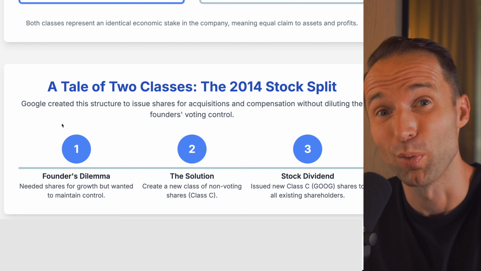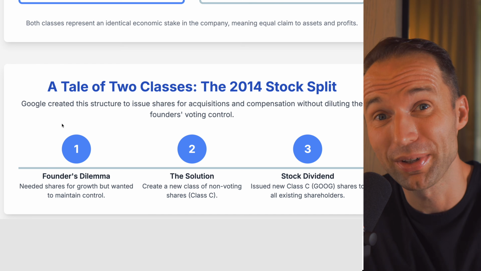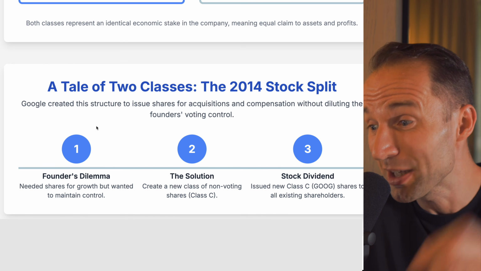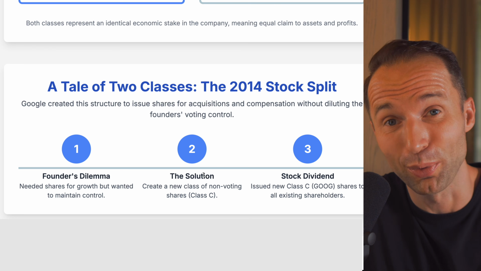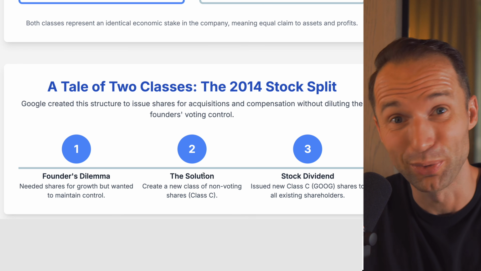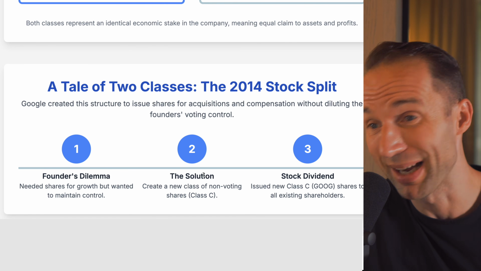And in the past, they only had one stock, which was the A class. However, the founders had a dilemma because they wanted to keep on raising more money, but they didn't want to dilute voting power and give that away. So that's why they created a new class of non-voting shares called the Class C type, and therefore they could issue more of those shares and raise more money without diluting voting power. So that was the smart move they made back in 2014.